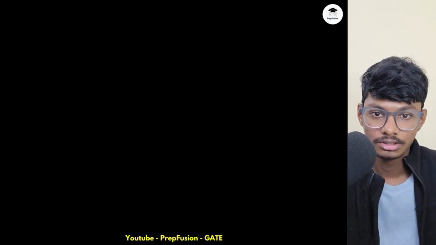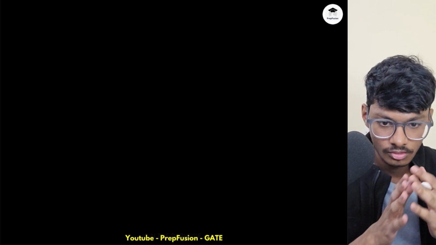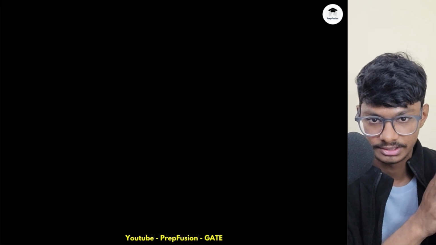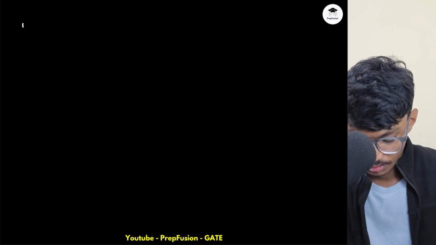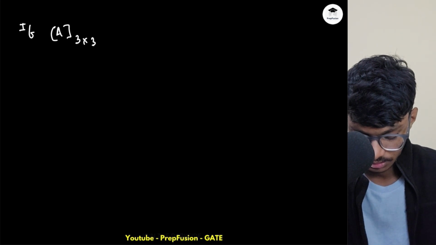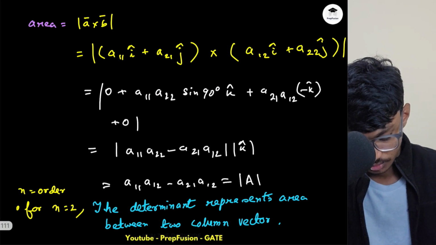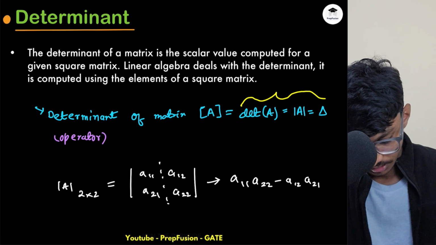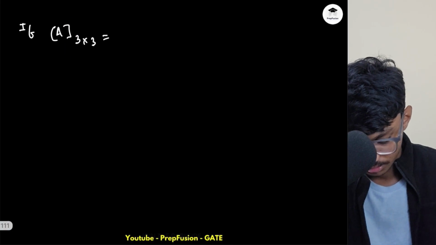Now let's come to the 3x3 matrix. I will tell you how to find the determinant for a 3x3 matrix. Then I will tell you the general procedure for finding the determinant for any n cross n matrix. So now if my A matrix is 3x3, I'll just copy this matrix. I had this matrix, right? I'll just write this then.